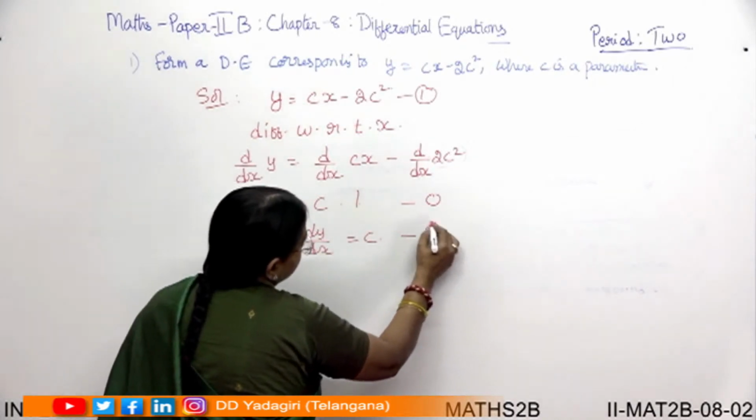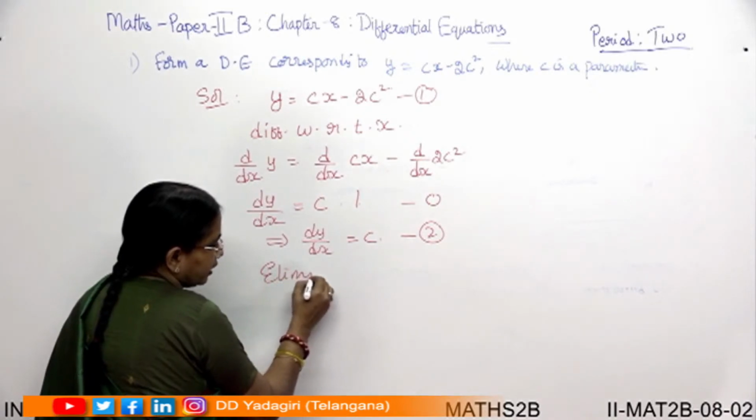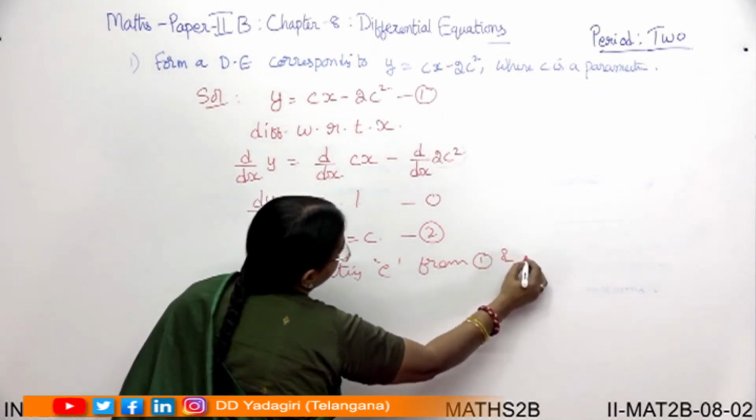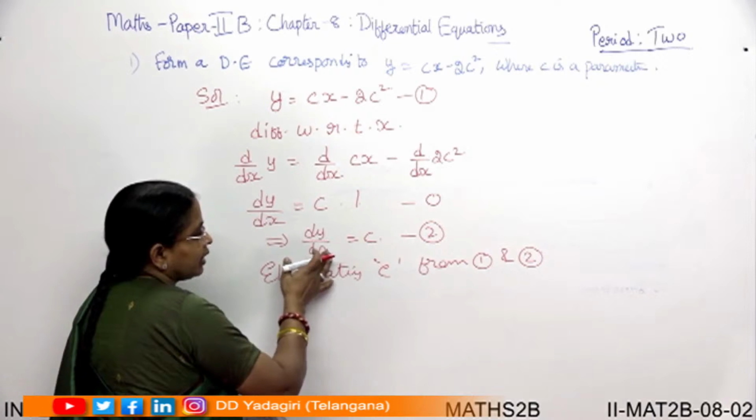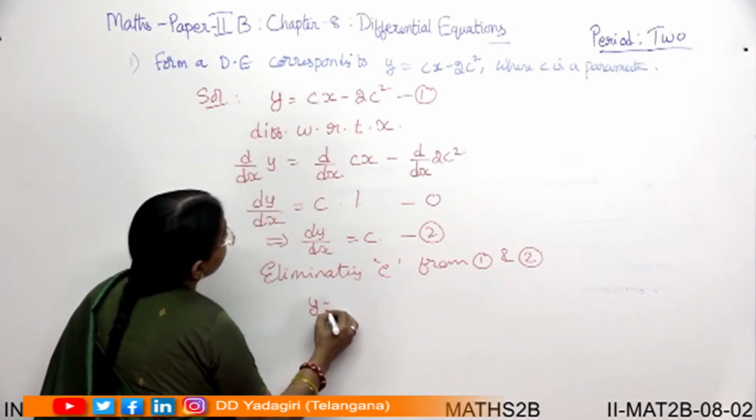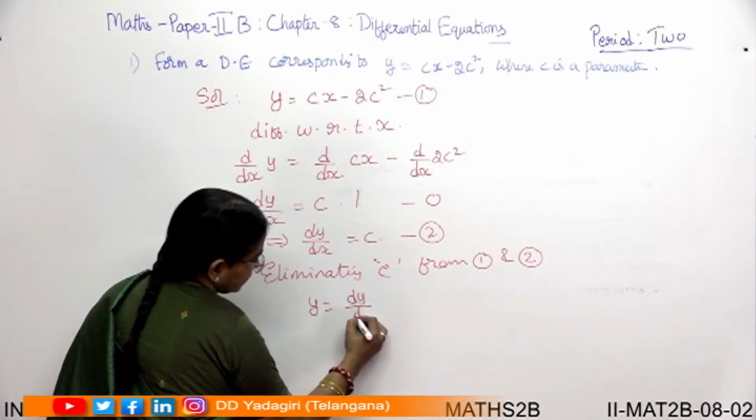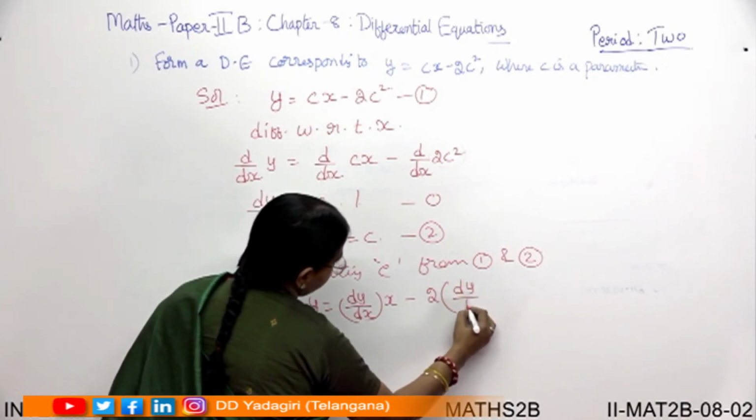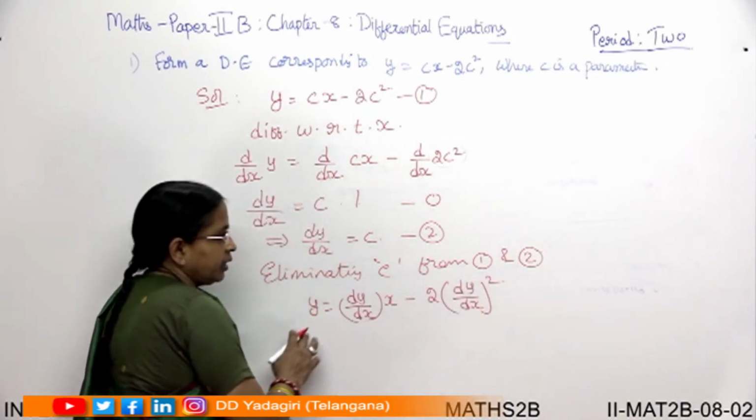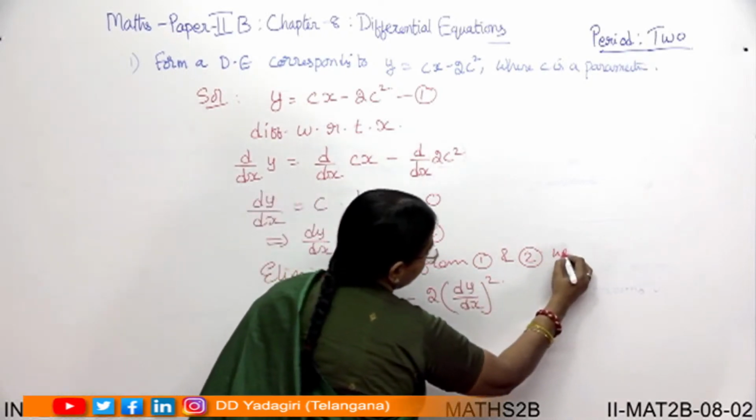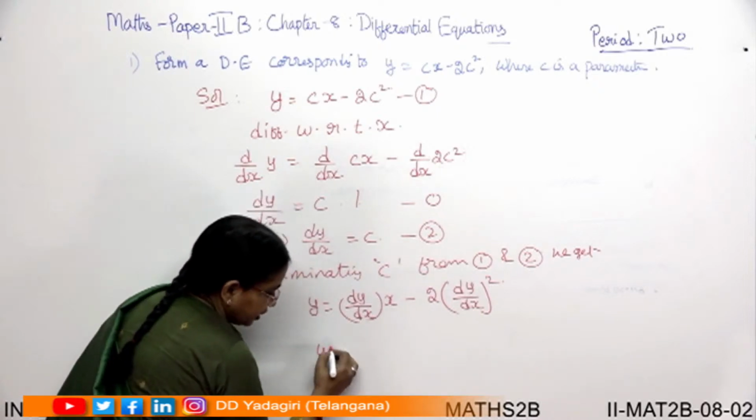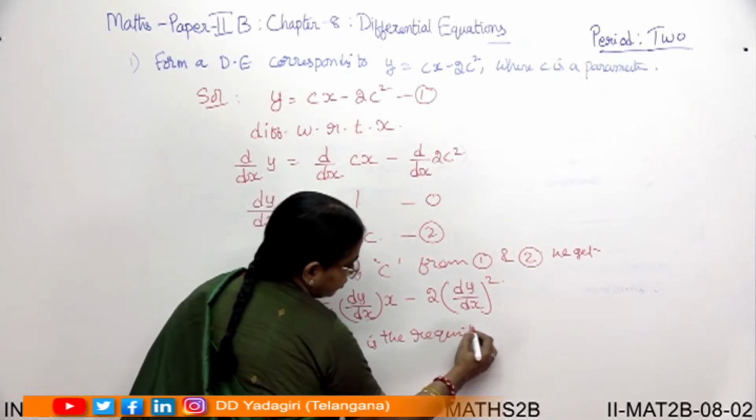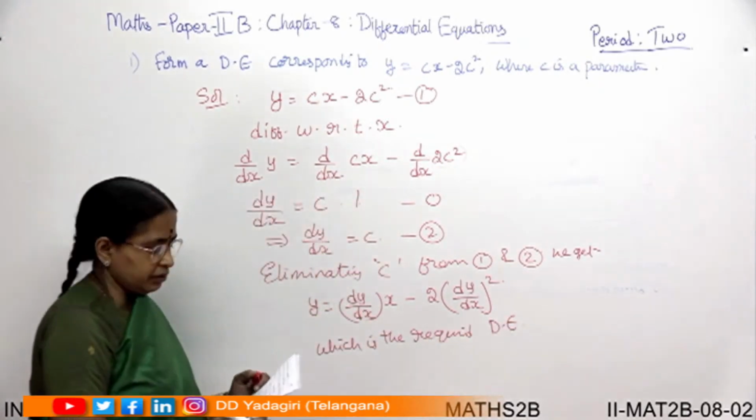Now eliminating c from 1 and 2. How will you eliminate here? You got the c value, so directly substitute. That's all. y is equal to cx minus 2 into c square, where c means dy by dx. That means y is equal to x dy by dx minus 2 into dy by dx whole square. So eliminating c from 1 and 2, we get this equation, which is the required differential equation.